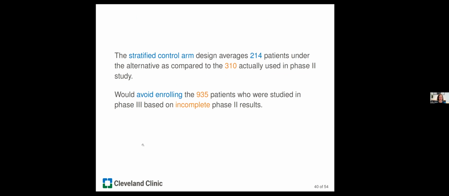But in addition to that, you would find out the information by using the control arm within each of the biomarker subgroups. You would find out that you're probably dealing with a prognostic biomarker and that there was no difference in response rates between the 2 groups. And so you would also avoid enrolling the 935 patients who were studied in the phase 3 trial based on the incomplete phase 2 results that were based on a historical control rate that wasn't accurate for the targeted subgroup of interest in this trial.